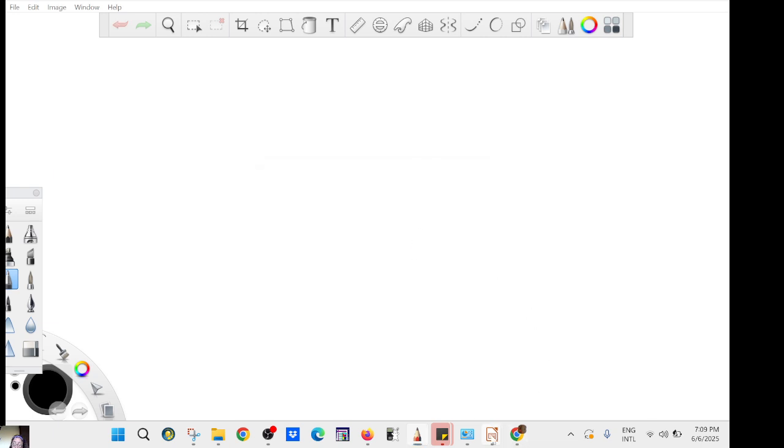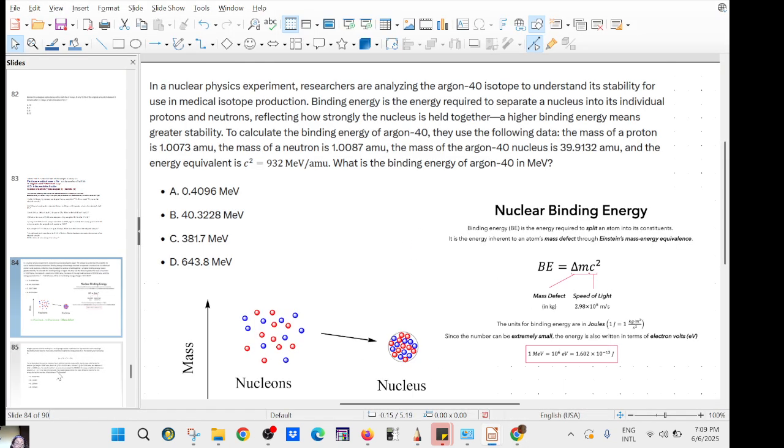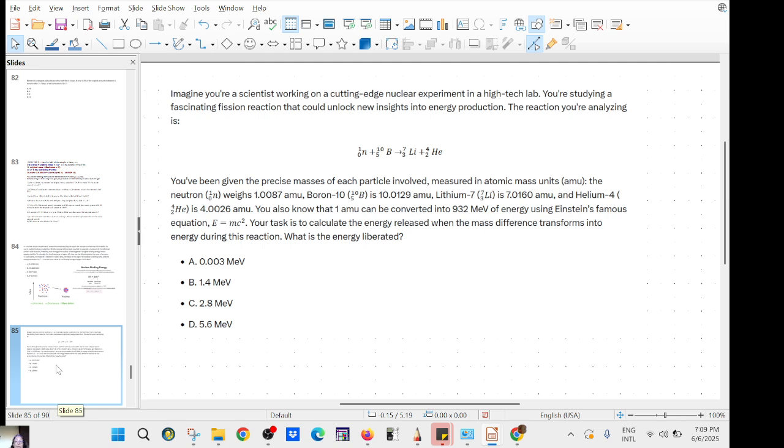Okay, so let's do the next one here. They tell you a story. So this is also a nuclear reaction. It means if the nuclear reaction happens, you're going to have released energy because there will be a difference in mass between the product here and the reactant. There is a loss of mass.